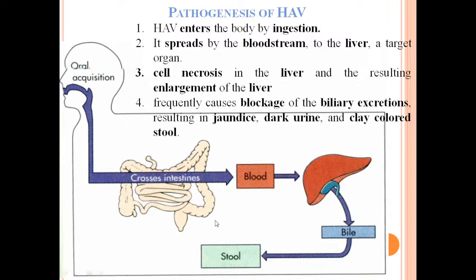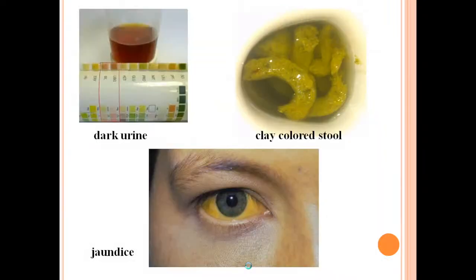And then the virus enters the stool, enters the feces. In these photos, you can see the main clinical manifestations. Due to the presence of bile in the blood, there is dark urine, jaundice, and clay-colored stool. These symptoms are visible in the icteric form of hepatitis A or in the symptomatic form, that is about 10% of all cases.